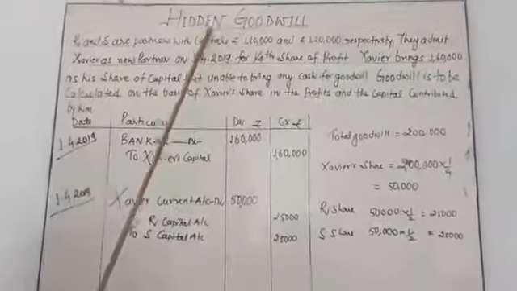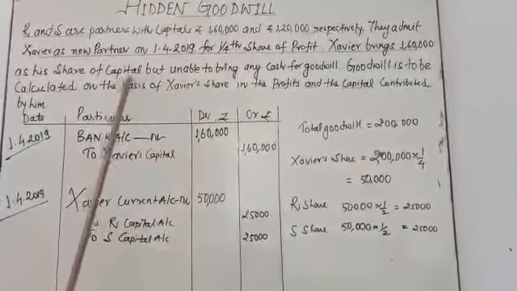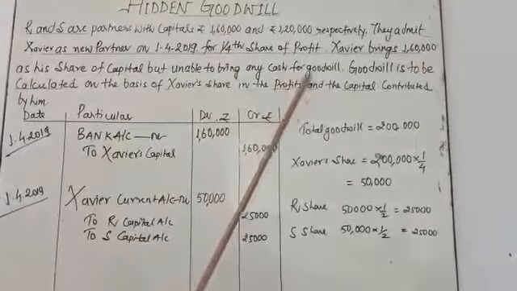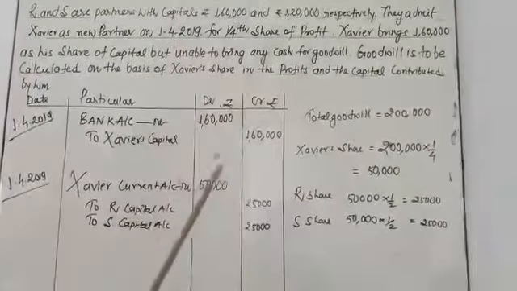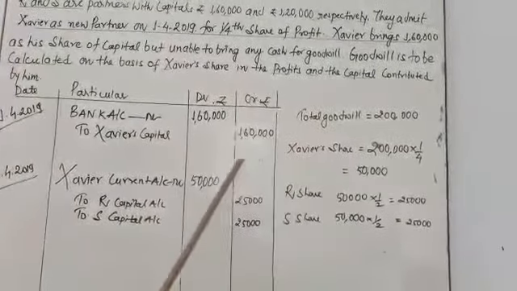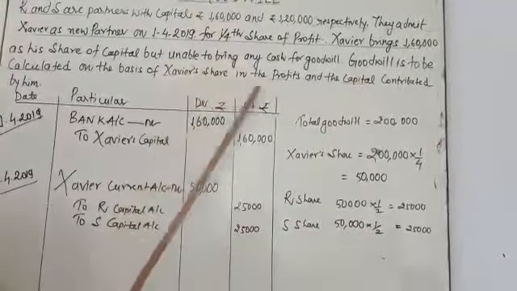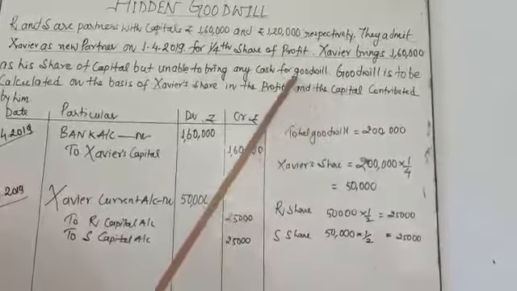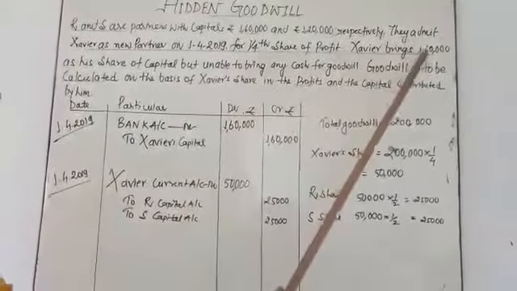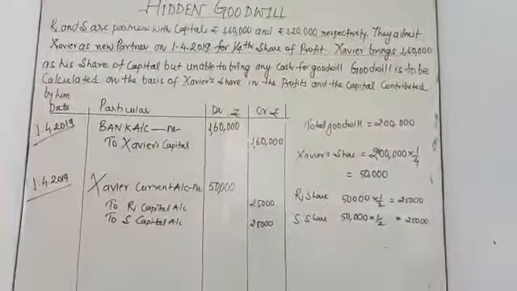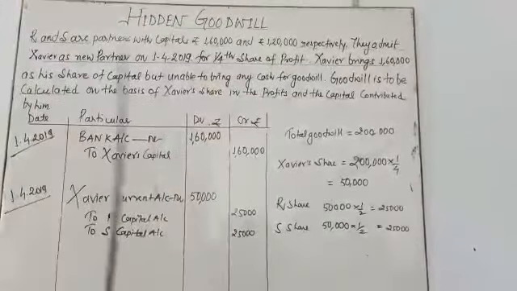In hidden goodwill, you have to observe with the help of the question: when no goodwill is given in the question, you have to find out the total goodwill of the firm. The total goodwill of the firm is calculated on the basis of Javier's share of profit and Javier's share of capital. Javier's share of profit is already given in the question, 1 by 4th, and 1,60,000. So you just have to find out the total capital of the firm. We have already done this.